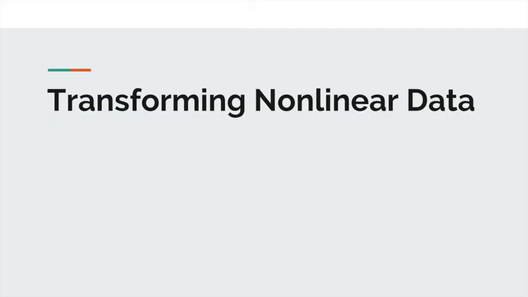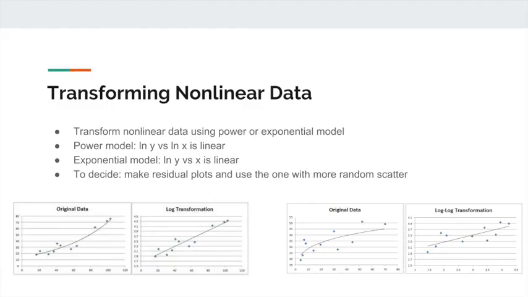Now we're going to talk about transforming nonlinear data. Sometimes after sampling our data, we find that it is not linear. We can transform it via a power or exponential model to a linear relationship, which we can make inferences on using these procedures above. To decide which one to use, make a residual plot for ln(y) versus ln(x), corresponding to a power model, and ln(y) versus x, corresponding to an exponential model. The residual plot with more random scatter is the one for the transformation we should use.